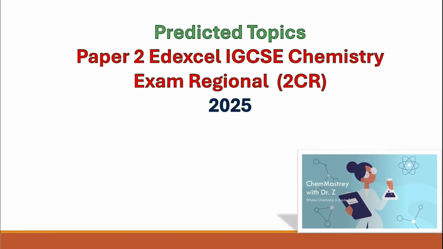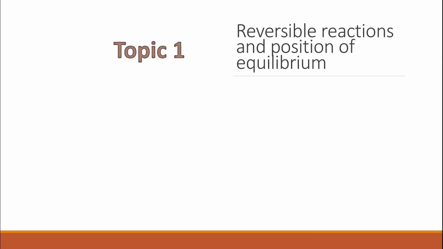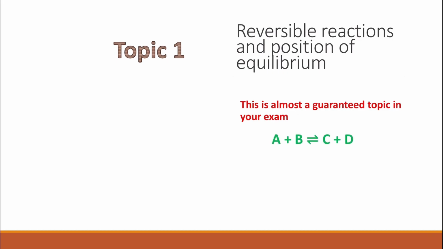These are my predictions for paper 2 for the Regional Edexcel IGCSE Chemistry exam 2CR 2025. So the first topic is reversible reactions and position of equilibrium. This is almost a guaranteed topic in your exam. So what are the common types of question that you would see with this topic?